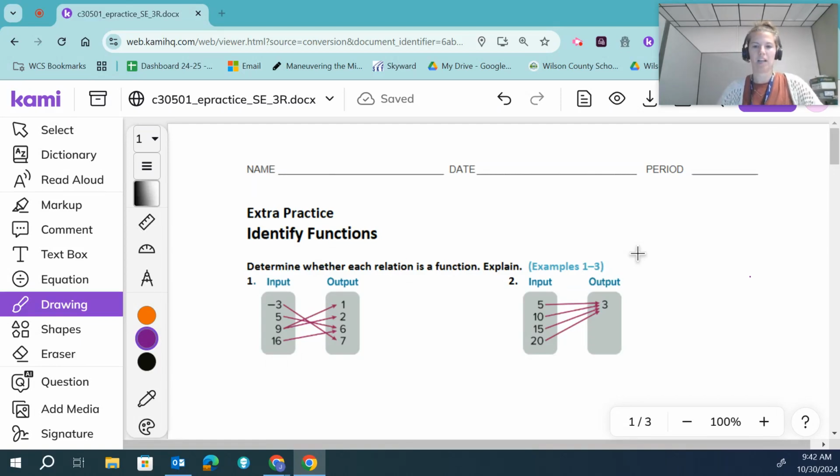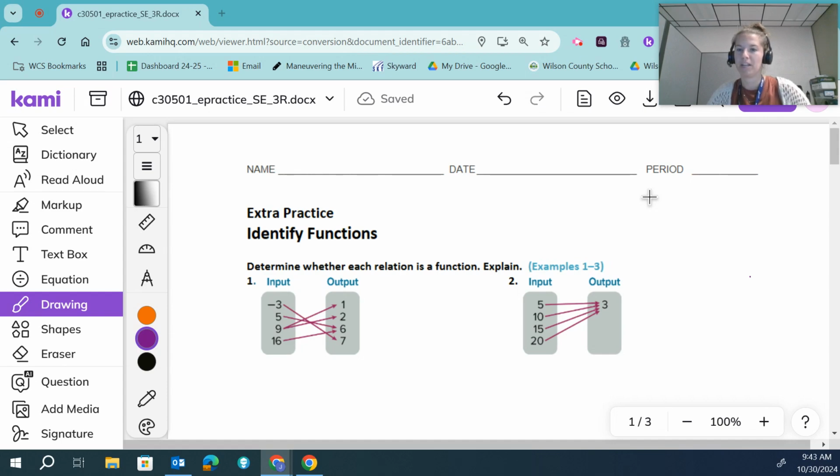All right, today we will be talking about identifying functions, okay? Functions are an expression or a rule that defines a relationship in math. So, in order for something to be a function, each input is going to have one and only one output. So, for instance, my shoe size is 7.